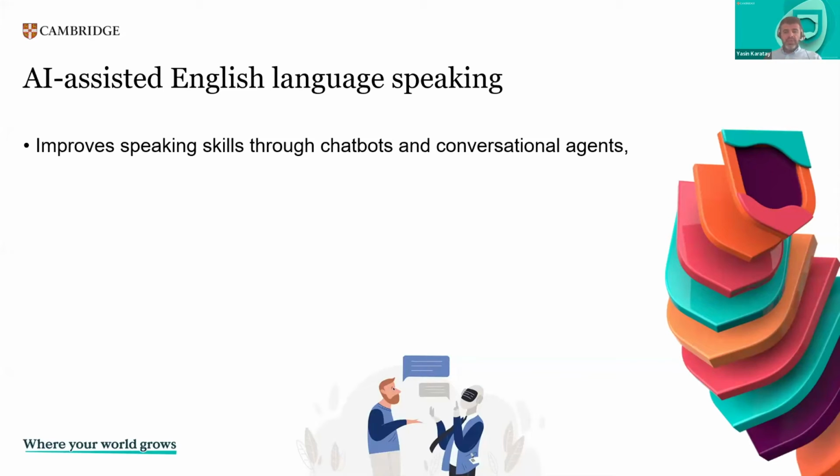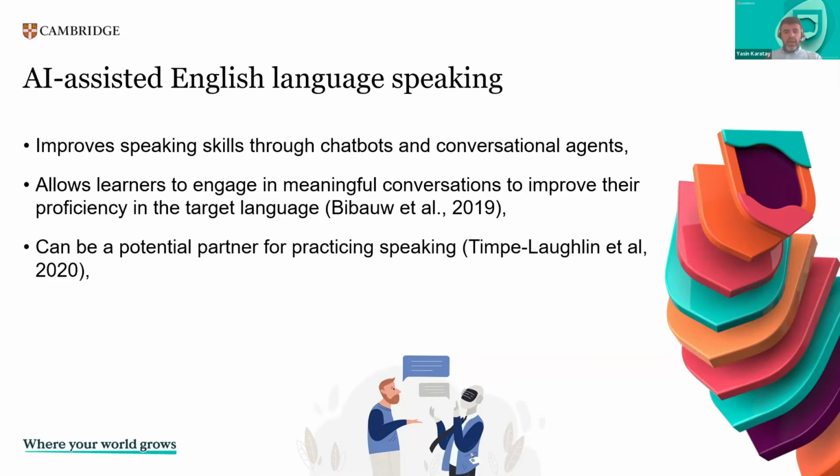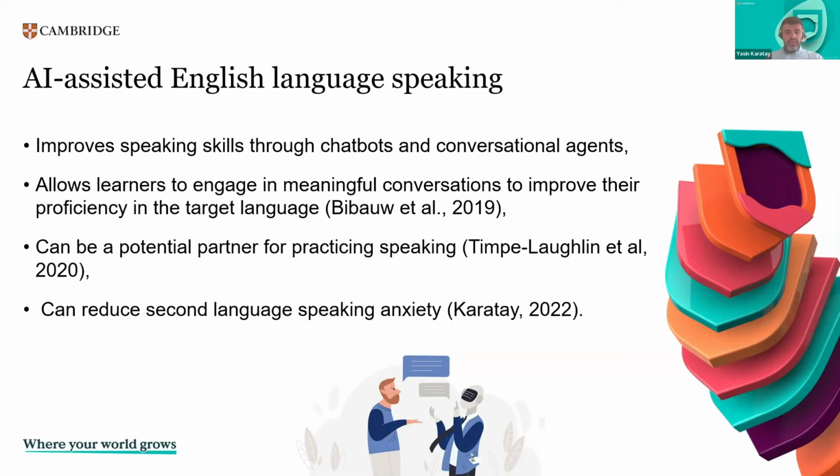So how does this type of technology help us in and outside the classroom? Some of the current technology tools, especially in this context, are chatbots and conversational agents, or conversational AIs, and they allow learners to engage in meaningful conversations to improve their proficiency in the target language. They can be a potential partner for practicing speaking. I see it as a very valuable thing, especially when you think about the limited resources for your students who are not living in, for example, an English speaking country. It's really hard to find a person to practice English with, so this kind of technology can help us with that. And finally, they can reduce second language speaking anxiety. So I'm going to come to this topic again in the second part.